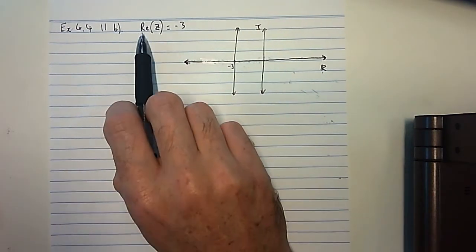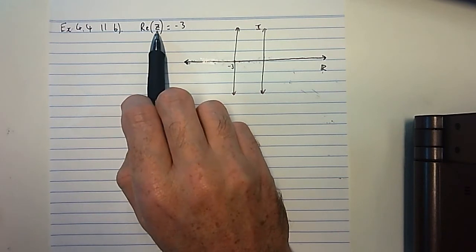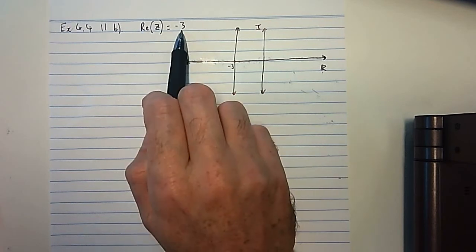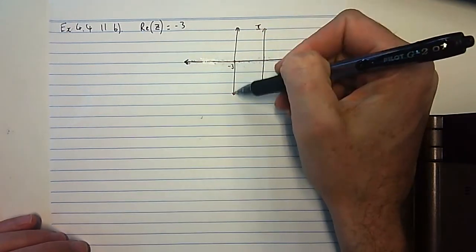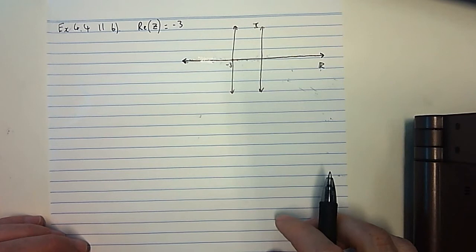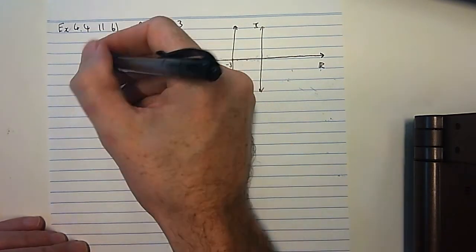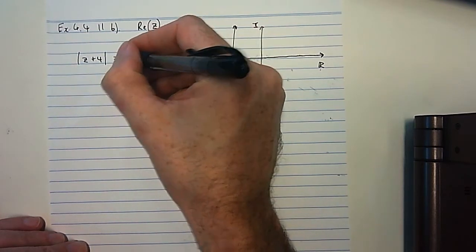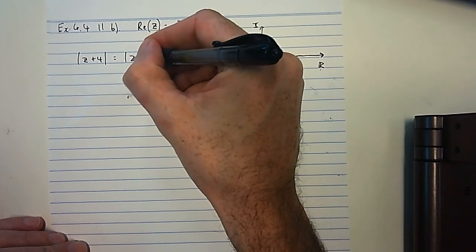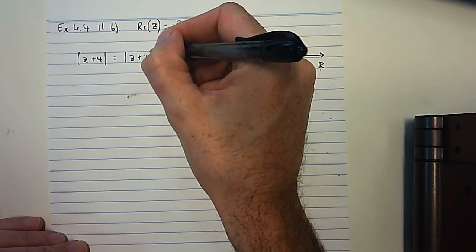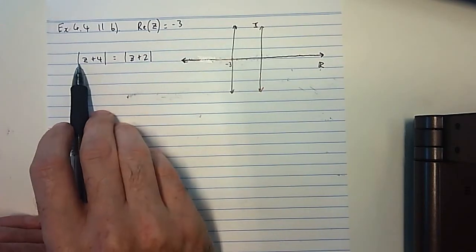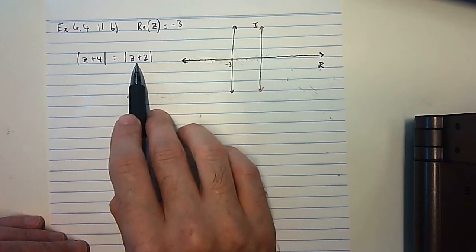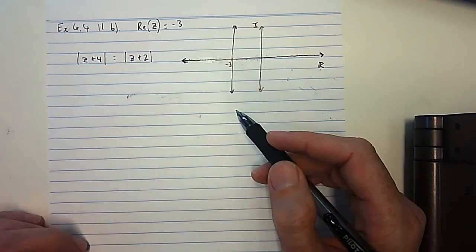That's what I would have done for that, because basically you're just saying, show me all the values for z that have a real component of -3. Well, that's all of them. Now, the back of the book has something different. It has |z + 4| = |z + 2|. The distance of z to -4 is equal to the distance of z to -2.